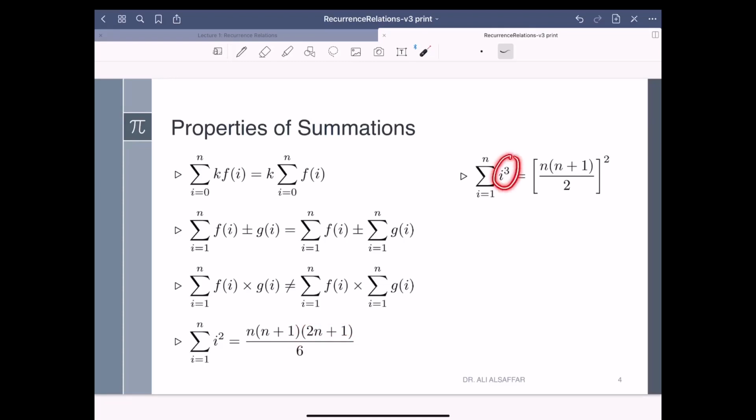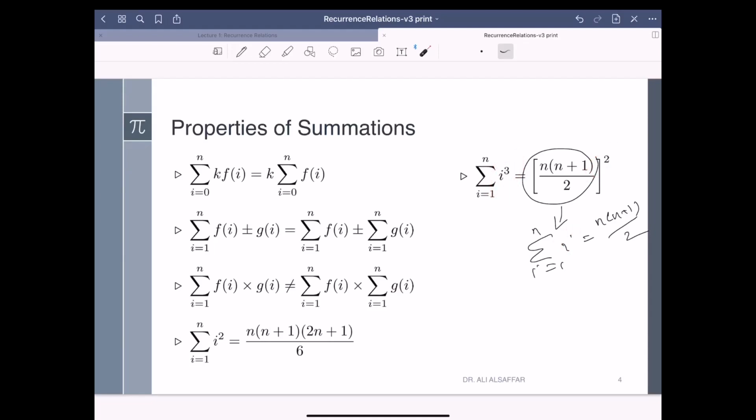Now for i cubed, it is simply the square of the summation for i goes from 1 up to n. And this, if you remember, is n times n plus 1 over 2. So for the cube, it is the summation that goes up, squared.